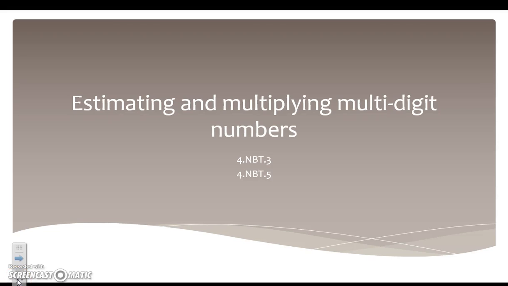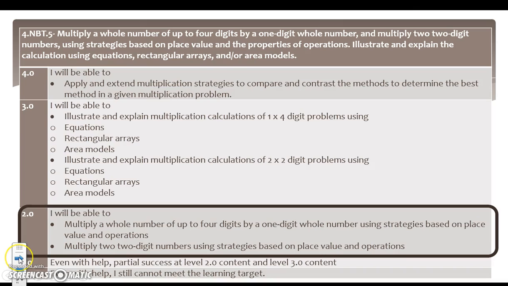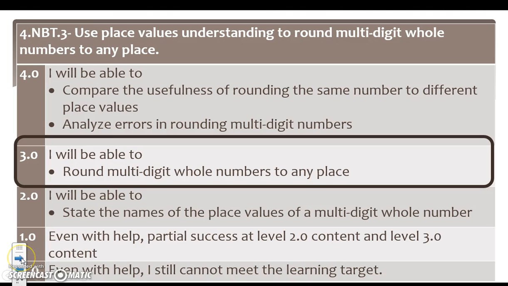Our lesson today is estimating and multiplying multi-digit numbers. So we have two learning scales today that we're looking at. First, we're going to be multiplying whole digit numbers using strategies and place value. And we'll also be rounding today to place values. So we're going to be using two different skills. So try to keep that in mind.